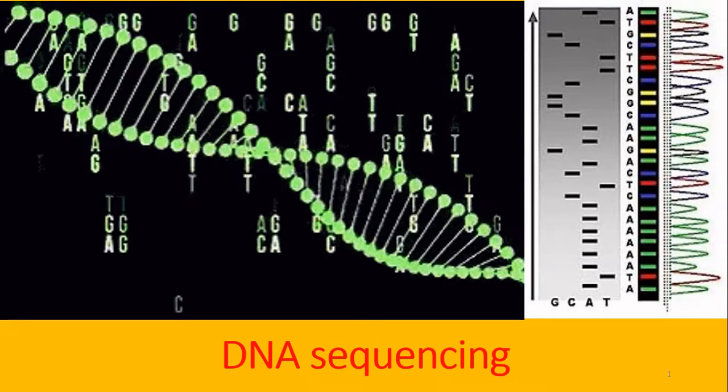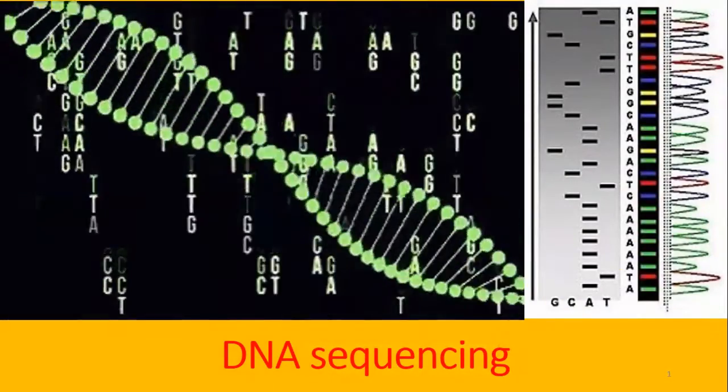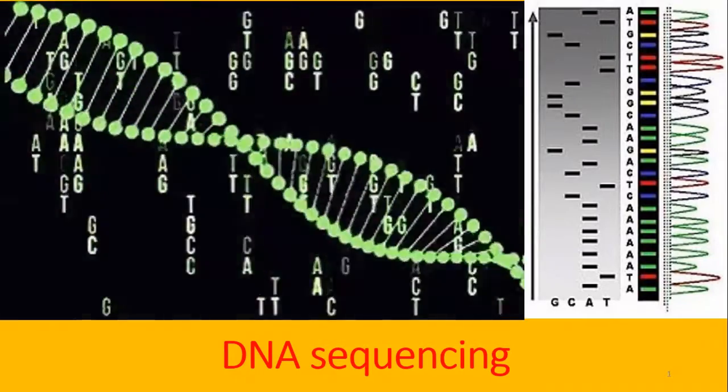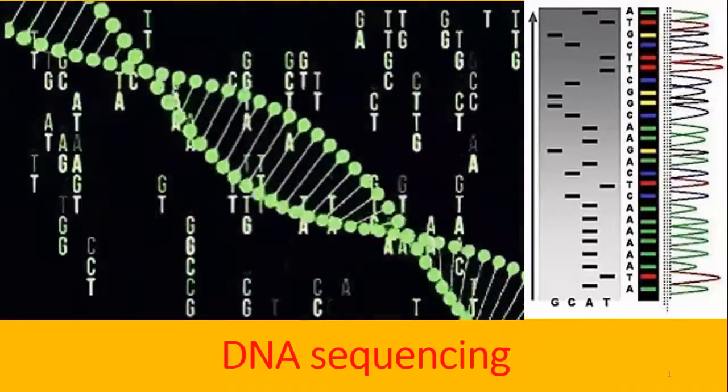Hello, today we are going to learn about DNA sequencing. DNA sequencing is the process of determining the exact order of 4 bases, adenine, thymine, cytosine and guanine in a given DNA template.